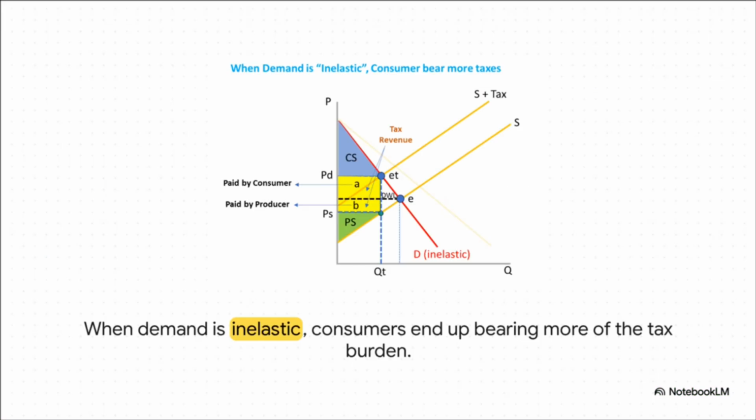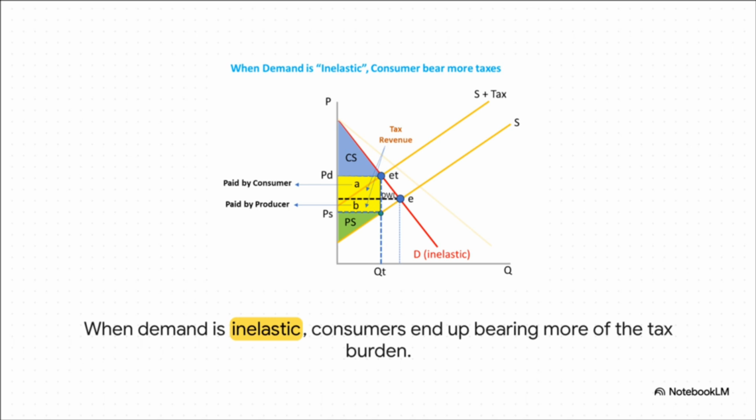Okay, let's break this graph down together. First thing to notice is that steep red demand curve. A steep curve is your classic signal for inelastic demand. Now the government adds a tax. For the seller, that's a new cost. So the supply curve shifts up and to the left, to this new S plus tax line. So where do we end up? At a new equilibrium, E_AT.